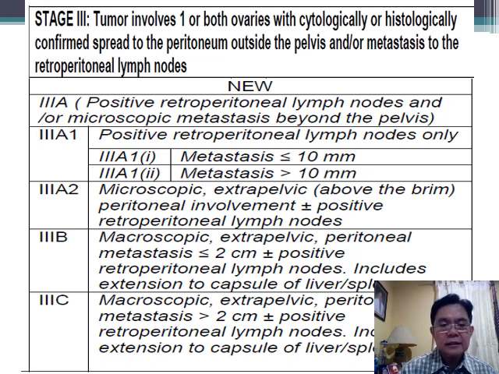On the other hand, if you have macroscopic extrapelvic peritoneal metastasis of more than 2 centimeters, with or without positive retroperitoneal lymph nodes, then it becomes your stage 3C disease. So remember the size. So 3B is 2 centimeters or less. 3C is more than 2 centimeters. When there is extension to the capsule of the liver, then it will be stage 3C disease.